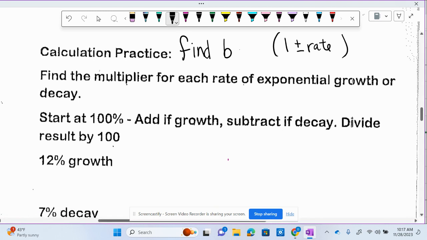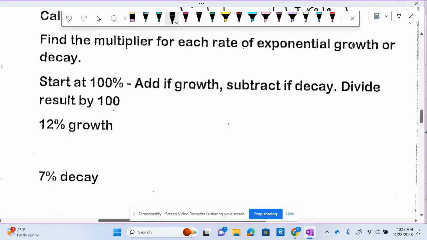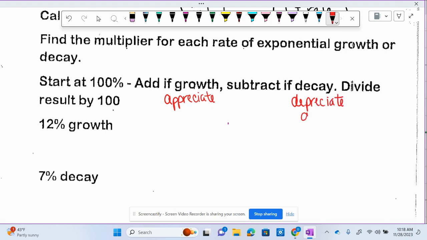So we're trying to find B. That's the multiplier. Remember that we always start at 100%, and then we add if we're growing or we subtract if we decay. Well, growth can also be a word like appreciate. Decay can also be depreciate or decline. So I want you to know, first of all, some of the words that you're going to see.